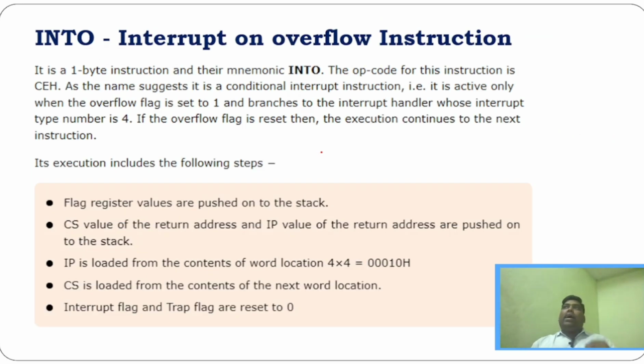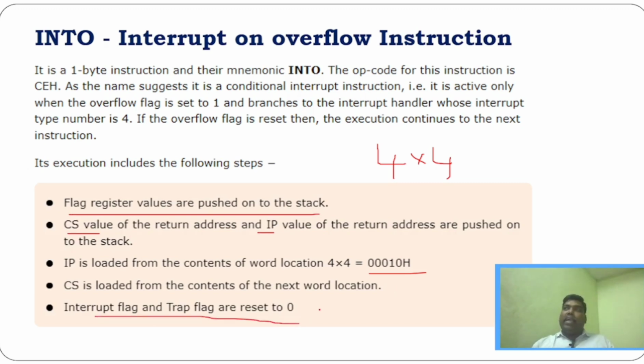And similarly, the type 4 interrupt, that is the overflow interrupt: whenever the overflow flag is enabled, this interrupt will happen. Even here, whenever this interrupt happens, it follows the same steps. Since it is a type 4 interrupt, it is 4 into 4, which is the address location. Apart from that, everything is the same. It pushes the flag register, pushes the CS and IP value of the next instruction, loads the CS and IP value of the ISR, and then resets the interrupt flag and trap flag. So the steps are the same for whatever interrupt happens.